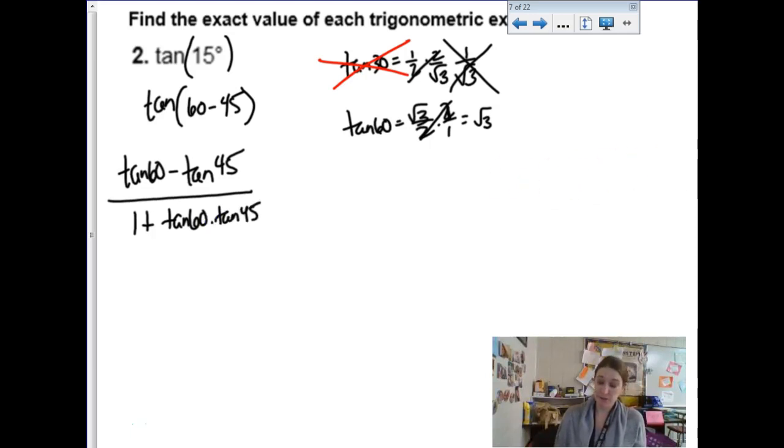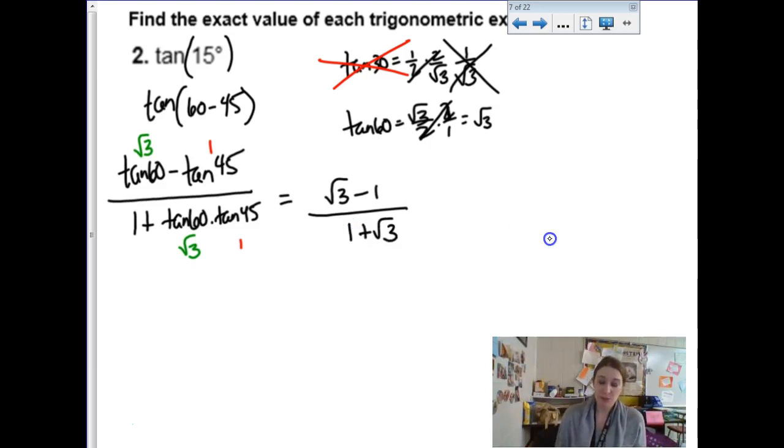Now tangent of 45 is awesome, right? And we just decided tangent of 60 was the square root of 3, so this becomes the square root of 3, tangent of 45 is a 1, and then here, tangent of 60 again is square root of 3, tangent of 45 is 1. So what do we have here? Let's check it out. We have square root of 3 minus 1 over 1 plus square root of 3.